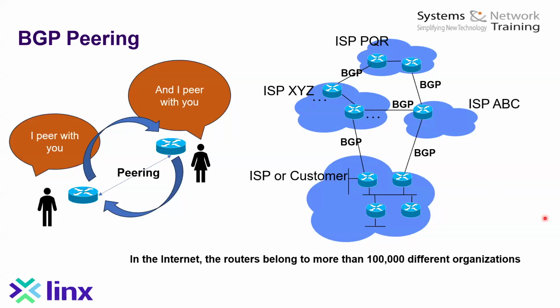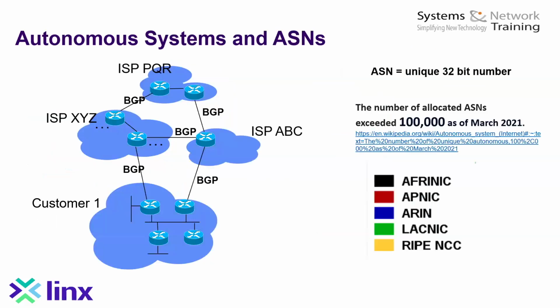So BGP peering is just a technical term for a communication session between BGP routers, and BGP routers are simply routers that are running this application called BGP. Okay, so, two buzzwords down, let's carry on and see where this takes us.